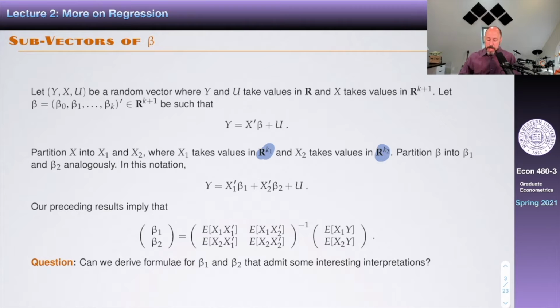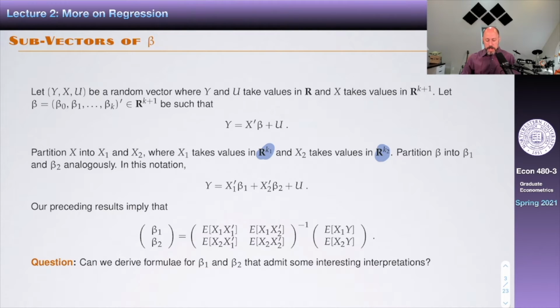So by using this partition, we can write y equals x1 beta 1, x2 beta 2 plus the same u. And then if we just use what we learned from last class, then we know beta is just the expected value of x x prime inverse times the expected value of x y. And so now you just partition beta 1 and beta 2, and then you have exactly the same formula, which is the expected value of x x prime inverse times the expected value of x y. But now it's just partitioned into these x1s, x2s that we see over here.